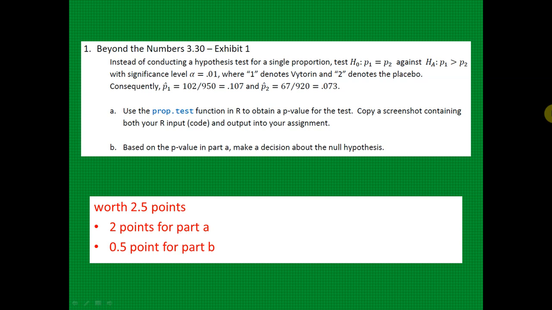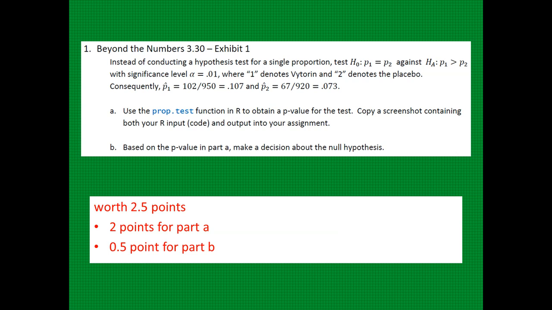The first problem on Lab 4 is Beyond the Numbers 3.30 Exhibit 1, which is on page 321 in the workbook. If you look in the workbook, it looks like a one-sample hypothesis test, but really it's a two-sample test. That 0.0728 in the workbook is really a sample proportion, so this really should be done as a two-sample test. In other words, do it the way it says to do it on the lab worksheet, not the way it says in the workbook.